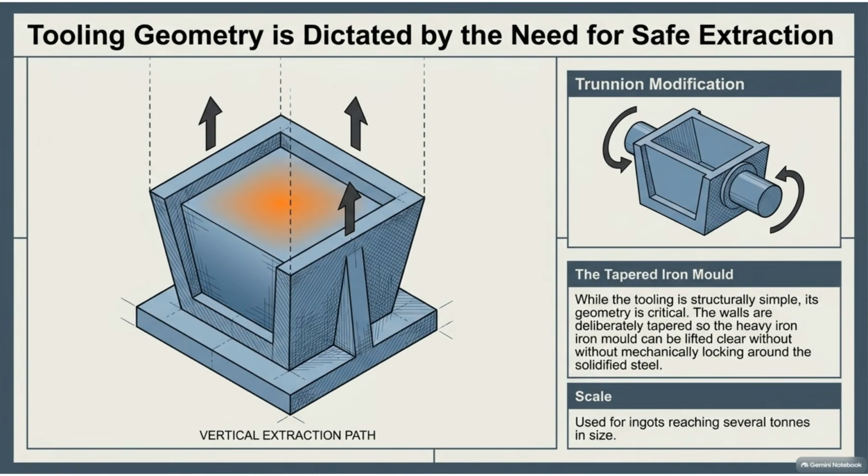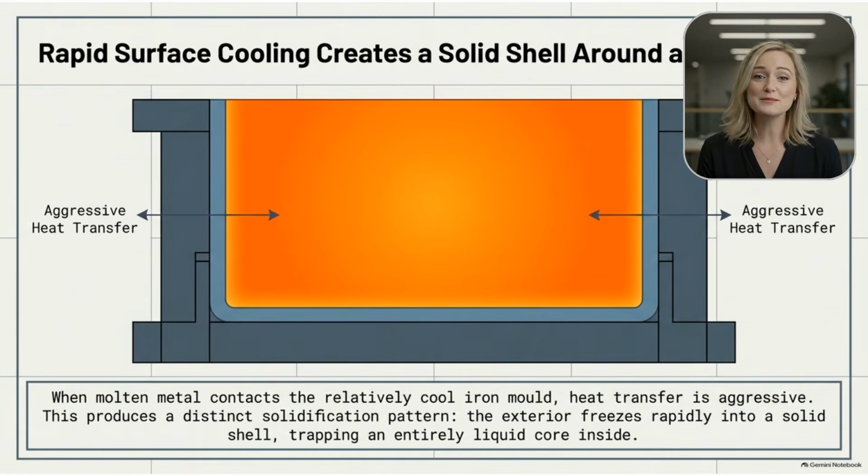Tooling geometry is dictated by the need for safe extraction. The walls of the iron mold are deliberately tapered to ensure the mold can be lifted clear without mechanically locking around the solidified steel. When molten metal contacts the relatively cool iron mold, heat transfer is aggressive. This produces a distinct solidification pattern. The exterior freezes rapidly into a solid shell, trapping an entirely liquid core inside.